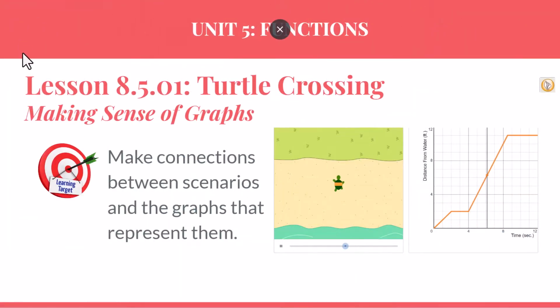We're starting with Unit 5 today on functions. This is Lesson 851, Turtle Crossing, Making Sense of Graphs. In this first lesson, we'll make connections between scenarios and the graphs that represent them. I'm assuming you've already worked through the Desmos activity that shows the little turtle walking away from the water and how that corresponds to a graph showing the path of that turtle.